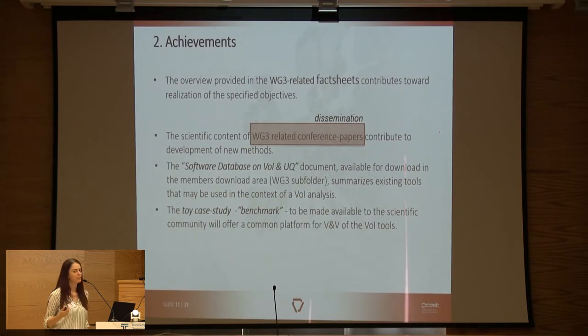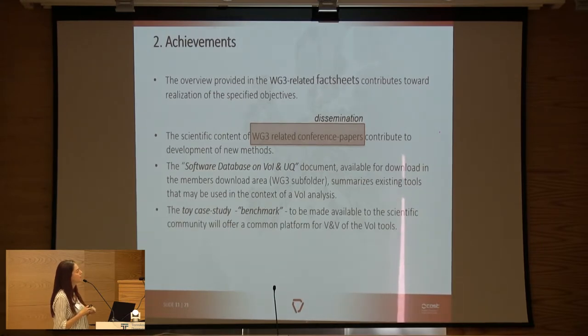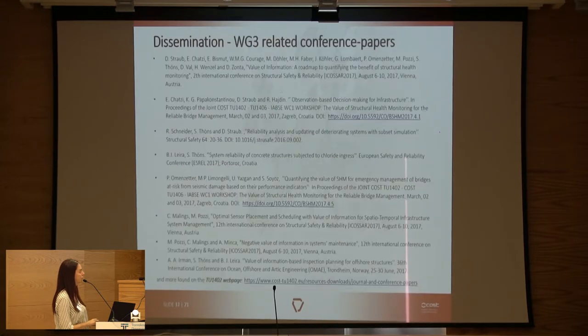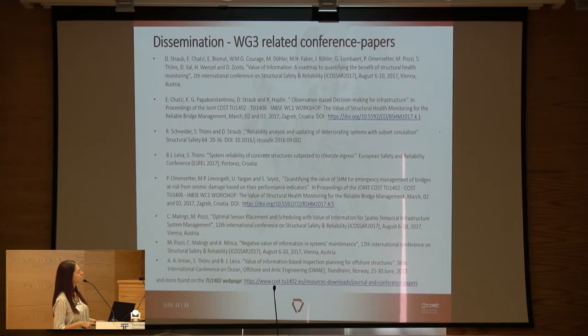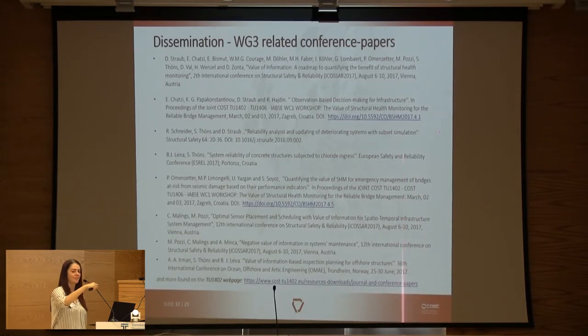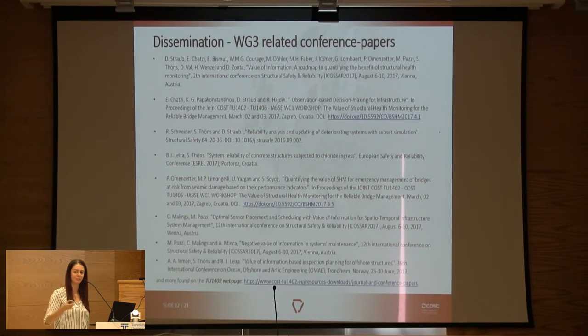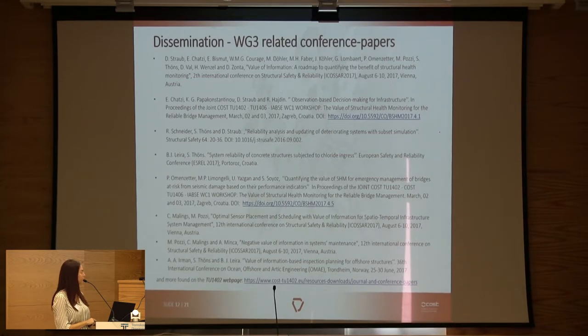So other than the fact sheets that we have gathered, and which you can find available on the webpage of the action, there are also the working group related conference papers in the domain of dissemination that contribute to development of new methods. So there you will find information that is perhaps closer to state-of-the-art knowledge or forefront research. And these you can also find on the webpage of the action in the relevant catalog for scientific papers. I just list some of these here, but you can, of course, find the complete list posted. I want to also invite those who haven't yet disseminated papers that fall in this category to contact Sebastian, because this list is updated continually.